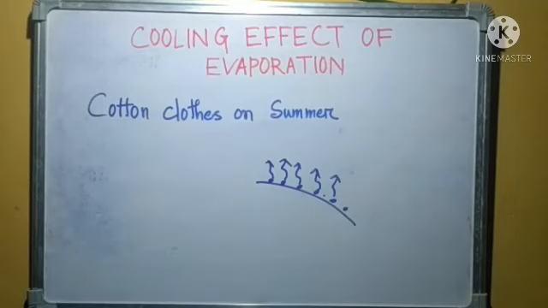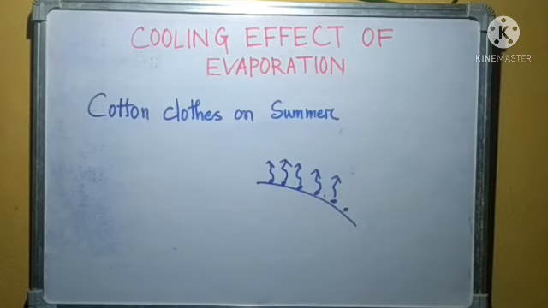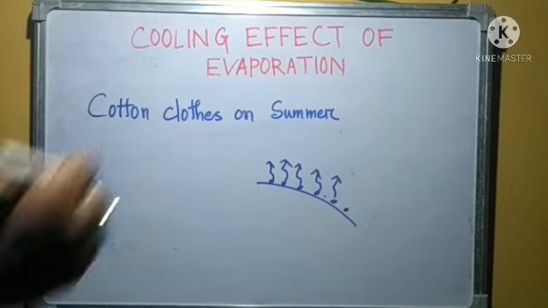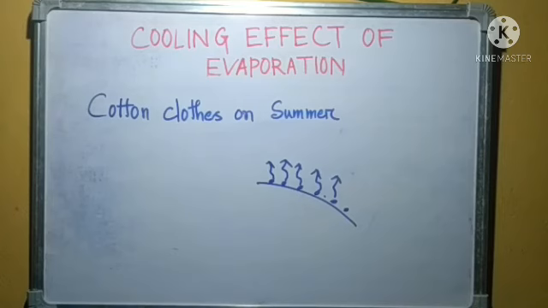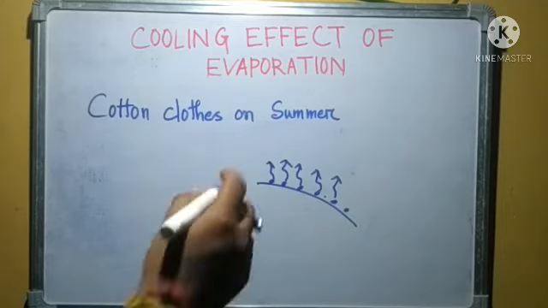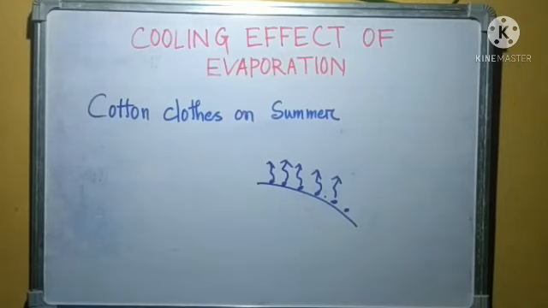Once it evaporates, what does the water need to convert into vapor? We have seen the latent heat of vaporization. What is latent heat of vaporization? It is the heat required to change a liquid into vapor or gaseous state. So the water in the sweat also has a fixed heat of vaporization, that is, a fixed amount of energy is required to convert it into the vapor state.